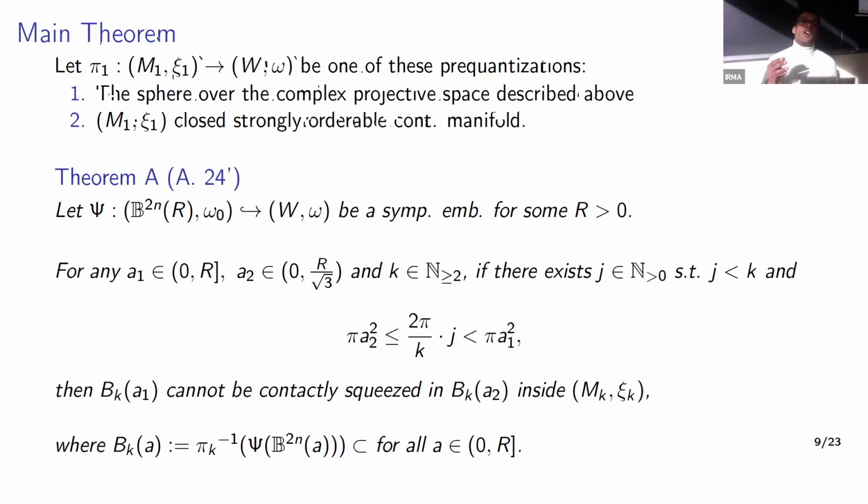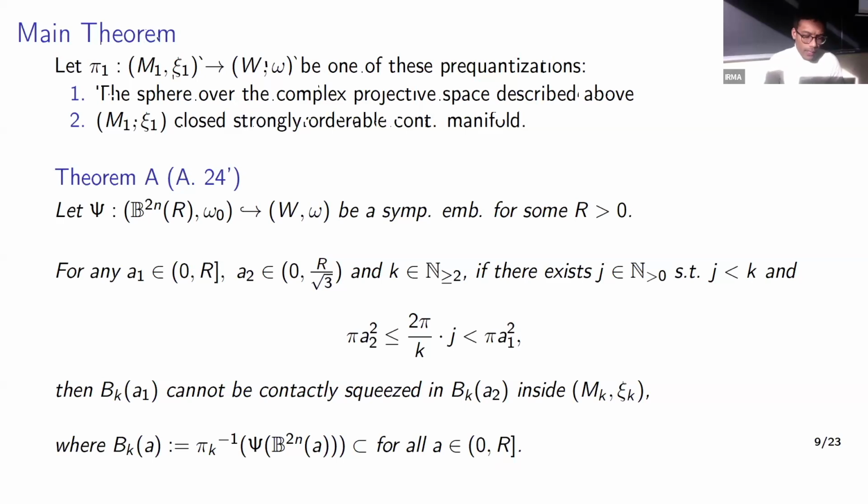Okay. And of course, if we don't ask for this squeezing to be contact, then you can squeeze everything. If you just ask for smooth squeezing isotopic to the identity, you can always smoothly squeeze the ball of radius A1 inside the contact ball of radius A2.